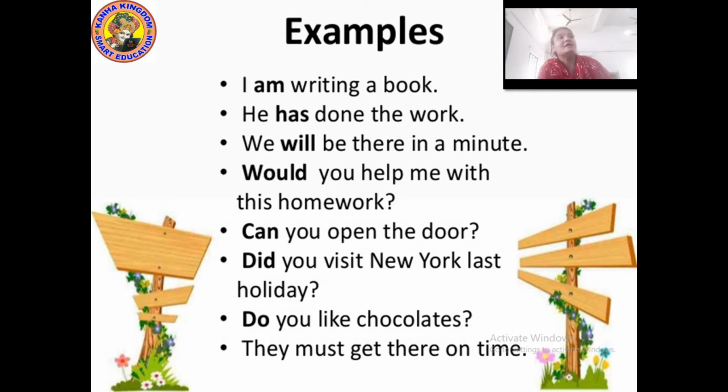He has done the work. Here the auxiliary verb is has and the main verb is done. Do, did, done. The third form of the verb is used with has and have. Okay? You just have to take care of this also, that which form of verb is used where. The continuous form of verb is used with is, am, are, was, were.